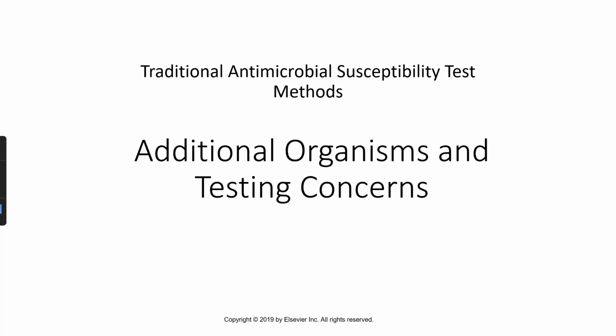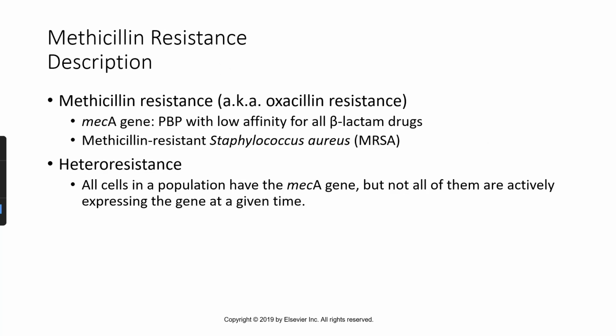Additional organisms and testing concerns. So methicillin-resistant organisms. Methicillin, also known as oxacillin resistance, is due to the mecA gene, a penicillin binding protein with low affinity for all beta-lactam drugs. Methicillin-resistant Staphylococcus aureus is the one of highest concern here. There's also heteroresistance, where all cells in the population have the gene, but not all of them are actively expressing the gene at a given time.